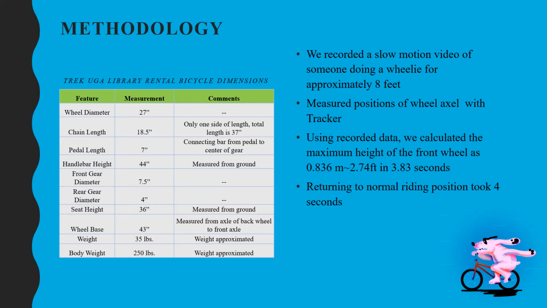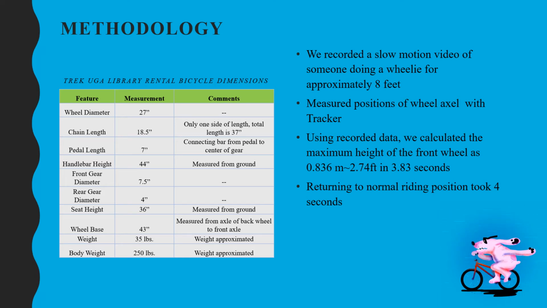For testing methodology, we recorded several slow motion videos of an unnamed stuntman doing a wheelie for approximately 8 feet. Our original projected distance was 15 feet, however, this was not possible due to the design of the Trek rental bicycle from the EGA library. Our rider was not able to continue applying force while in the wheelie. Instead, he was only able to apply force for a complete 1/2 rotation of the actual pedal.